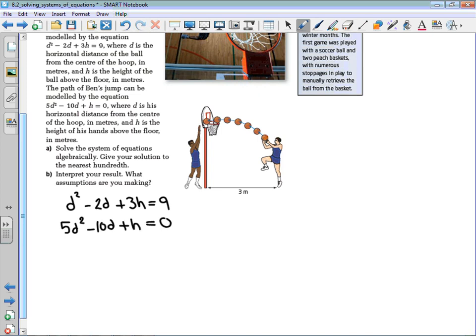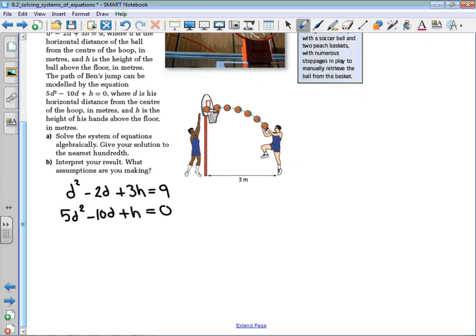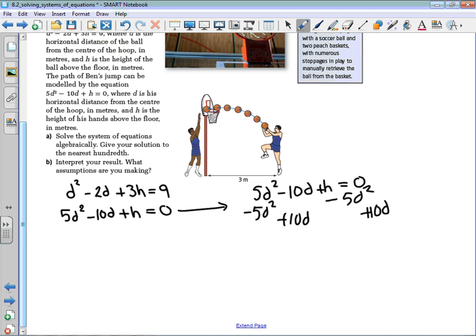Now, there is no golden technique that is exclusively better than others, but I think the fact that 5d squared minus 10d plus h is equal to 0 only has one h means that that is a better choice for substitution. So I'm going to manipulate that formula and solve for h. To keep h positive, I'm going to subtract 5d squared from both sides, and add 10d to both sides. And what I get is that h is equal to negative 5d squared plus 10d.